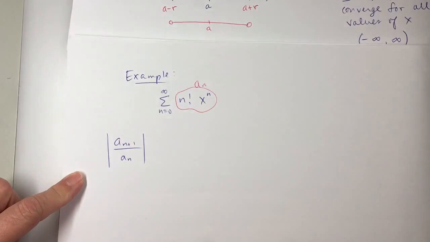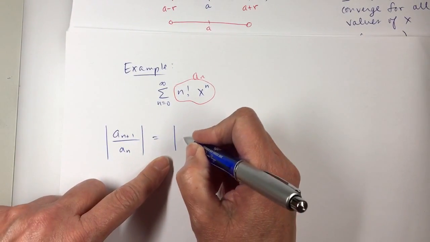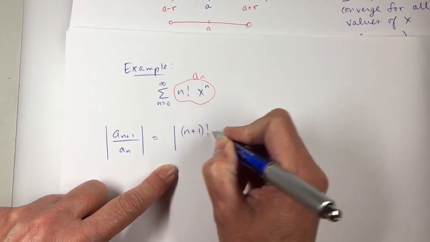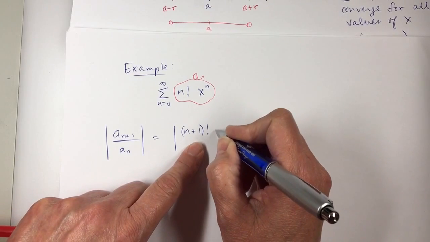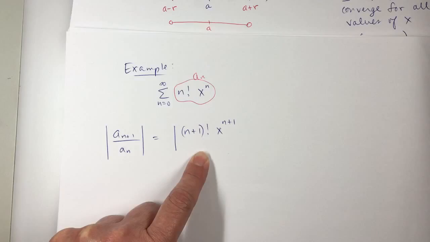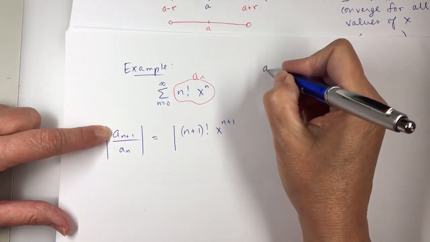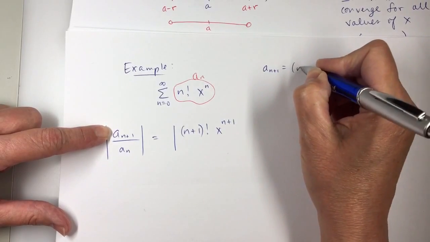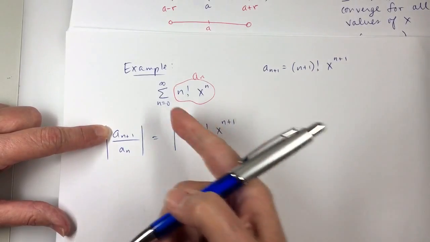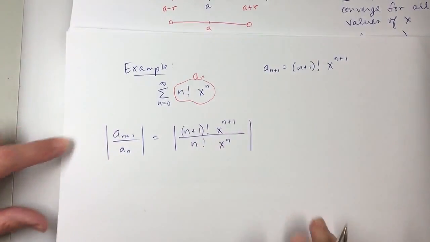I'll do the absolute value of it, and that's going to be n plus 1 factorial times x to the n plus 1. I'm so used to seeing fractions, I'm wanting to force myself to write this as a fraction. But I'll just write this on the side. A sub n plus 1 is n plus 1 factorial times x to the n plus 1, and then a sub n is right here, divided by n factorial times x to the n.